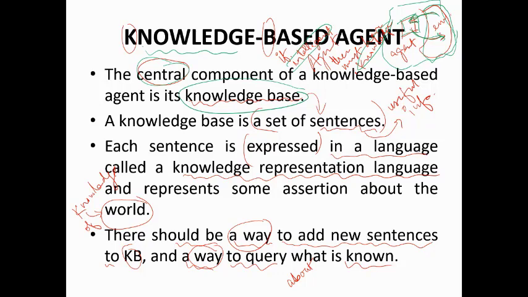The knowledge base is a repository, a collection of sentences. You can think of sentences as useful information. All the information which is useful can be thought of as sentences. So the knowledge base is nothing but a set of sentences, a collection of useful information that is saved inside the memory of the agent.